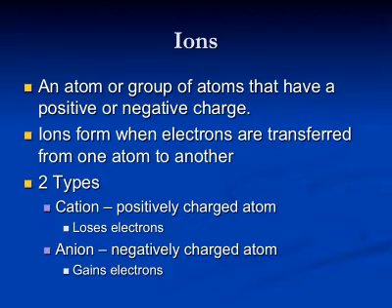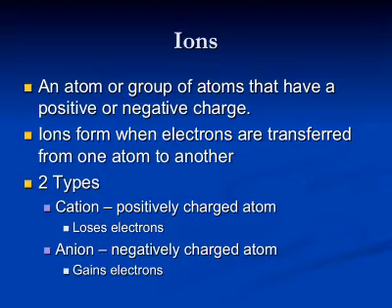Probably around Thanksgiving, we're going to learn something called a polyatomic ion, which is a group of atoms that has a charge. So they can be positive or negative. In order to form an ion, you have to have some sort of transfer of electrons. Sometimes they are giving electrons away. Sometimes you are stealing electrons from another atom.